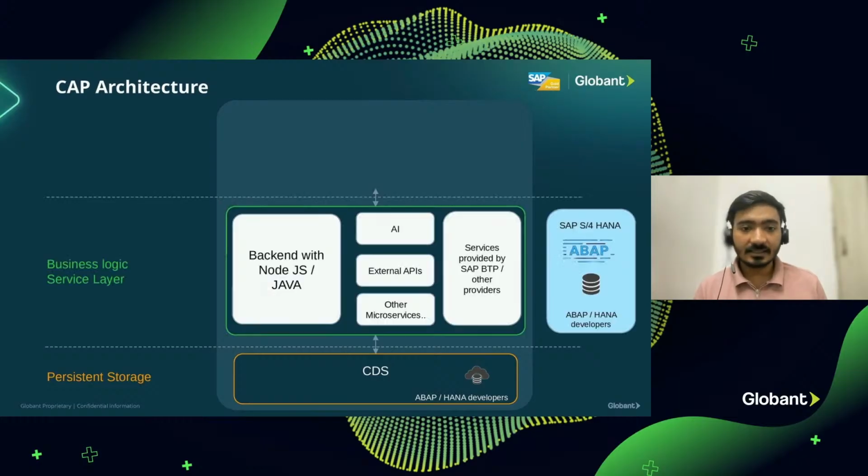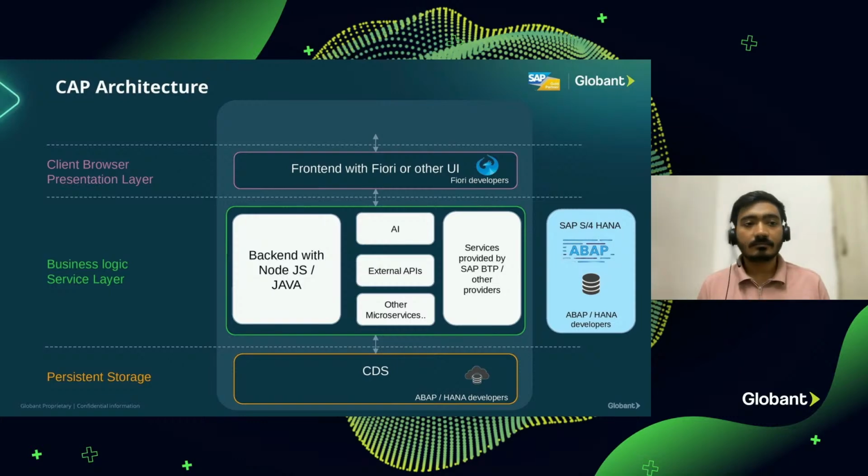The next thing is business logic. This is where you write your actual business logic, correct? There are two flavors. One is Node.js, another one is Java. If you want to integrate AI into your application, this is the place where you fit AI. If you want to connect with the actual business data which resides in the S4 HANA system, maybe on premise or on cloud, you can connect via external APIs. If you want to connect with any other service that BTP is offering, that also you can connect.